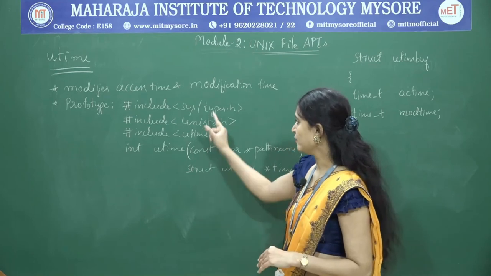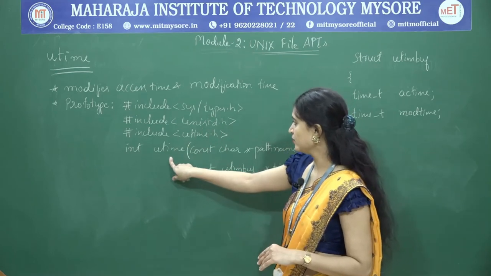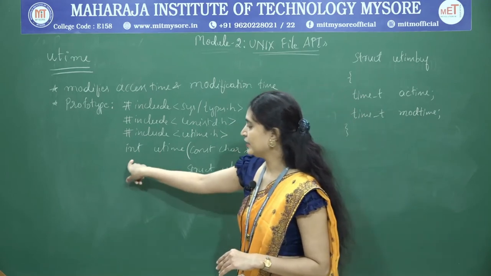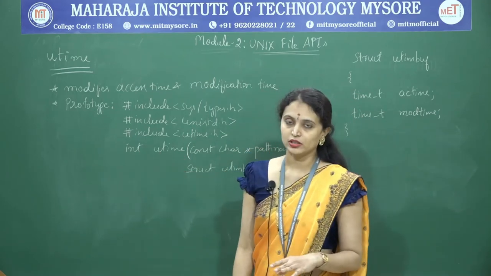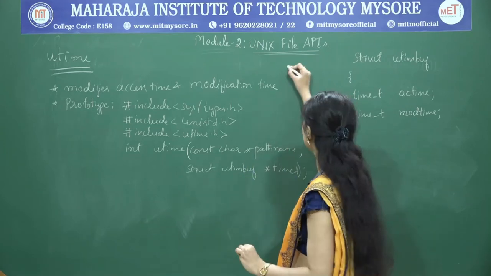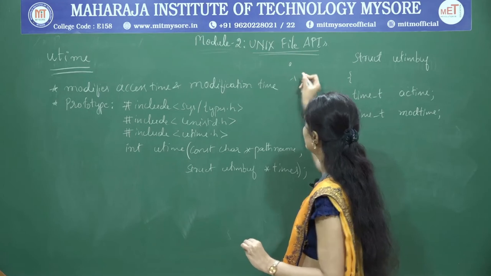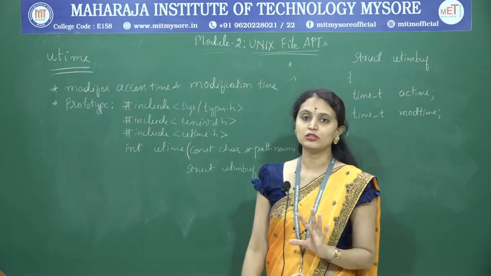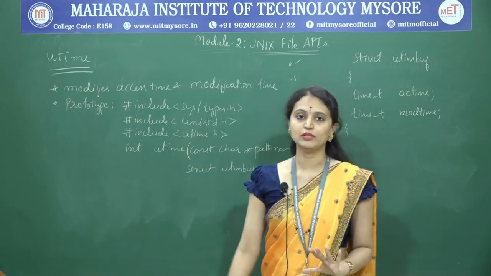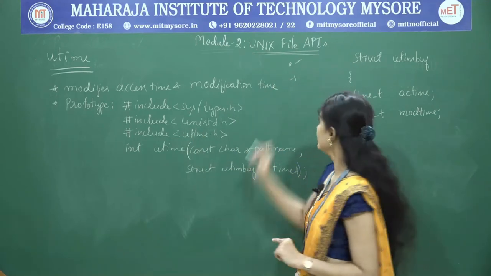So, this is the prototype. We have the include statements. The name of the function is utime, and the return type is integer. The possible return values are 0 or -1. The return value will be 0 if this function is executed successfully, and the return value will be -1 if there is any error.